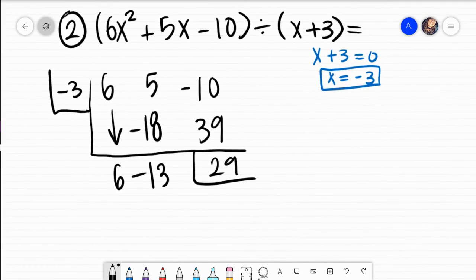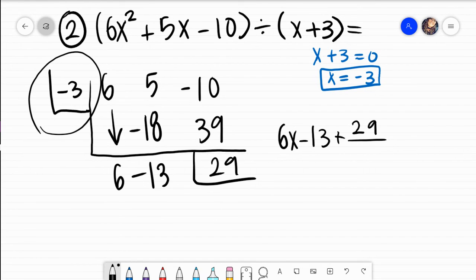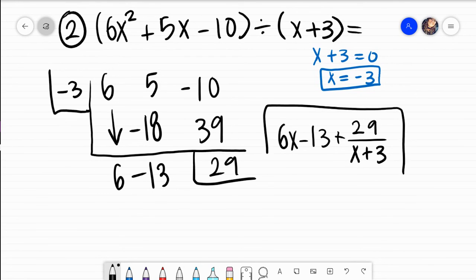For this example, I don't get a 0. So what happens is I'm going to write my answer. I have my 6, lower it by a degree. I have a negative 13, lower that by a degree. And then I'm going to add my remainder over my divisor. Now, you do not write it over negative 3. You write it over the factor that we have up there, which was x plus 3. So that would be your final answer.